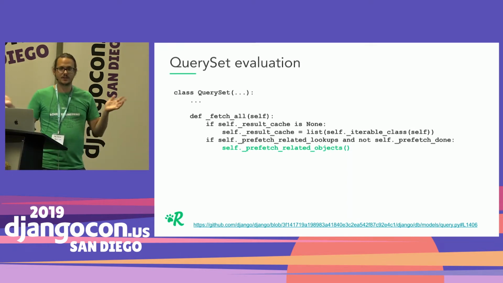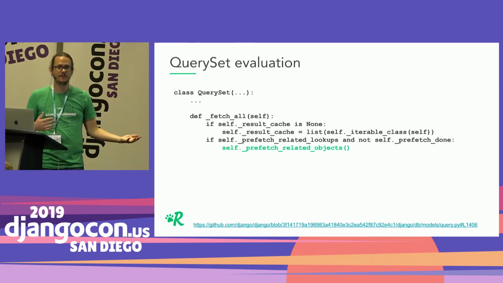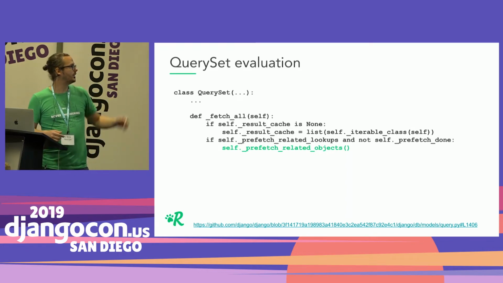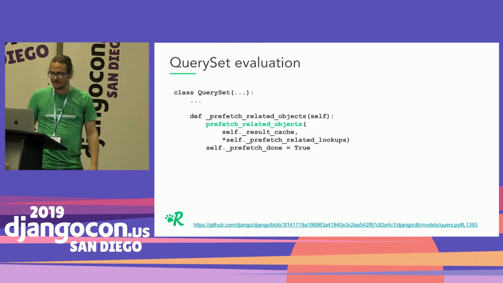Then, after it's fetched all of the dogs, it checks to see if you've specified any prefetch-related lookups. And if you have, and it hasn't run the prefetching process already, then it calls self._prefetch_related_lookups. So we sort of trace that through.